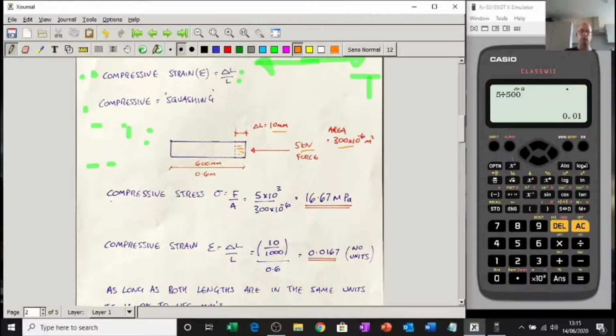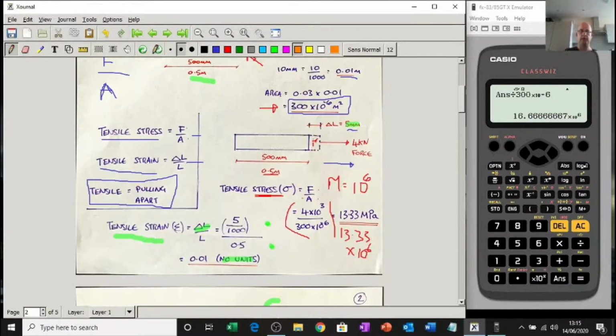So we need to work out what is the compressive stress. Same formula, force over area. What's the force? 5 kilonewtons. Divide by the area, which is still this 300 times 10 to the minus 6. Gives me 1666666. You can put that in, or you can press this to get 16.66 times 10 to the 6 Pascal, or you can put mega. So that's the compressive stress.